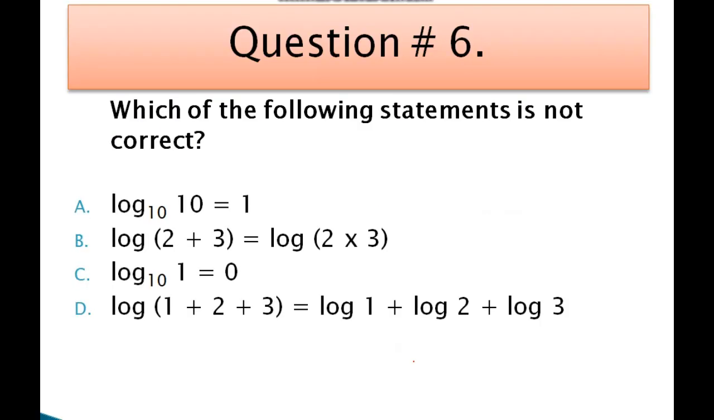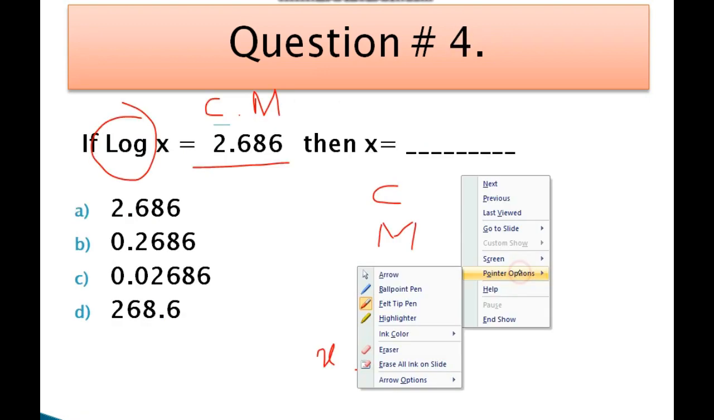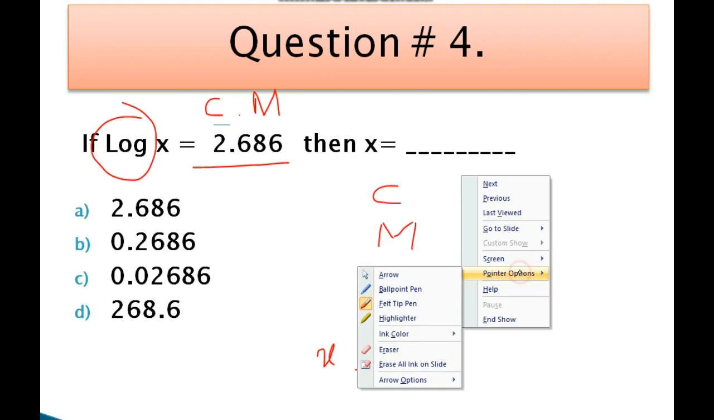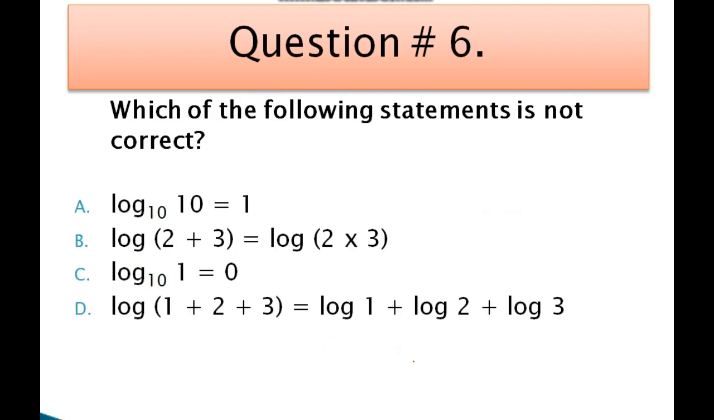Which option in question number 6, which statement is not correct? Students, what they are doing is thinking about just the correct option. Here the correct option is in their mind, so they just encircle the correct option. They are not reading the question properly, they are not understanding that they are not asking for the correct option, they are asking for the not correct option.